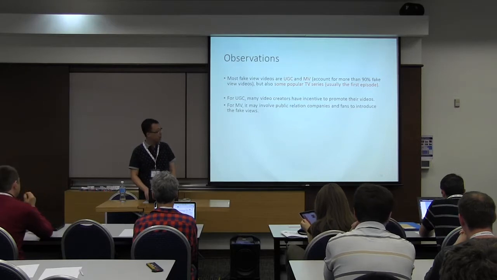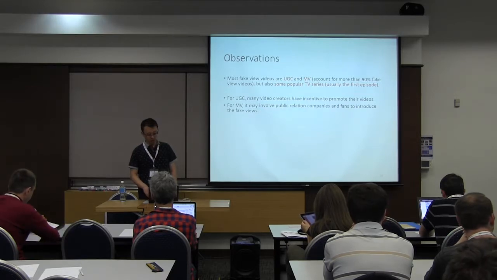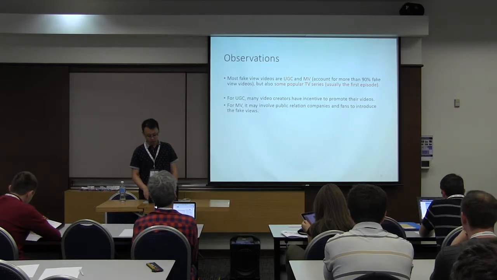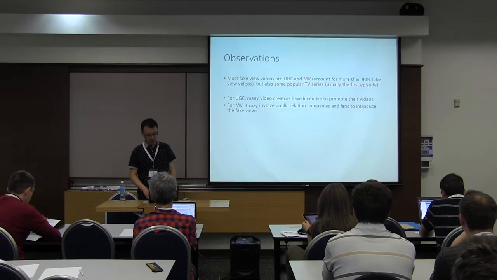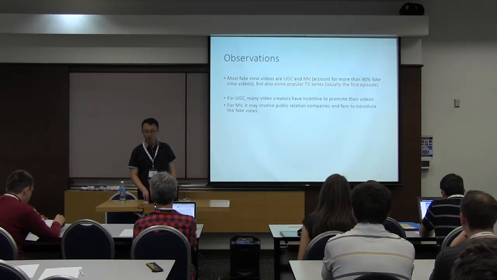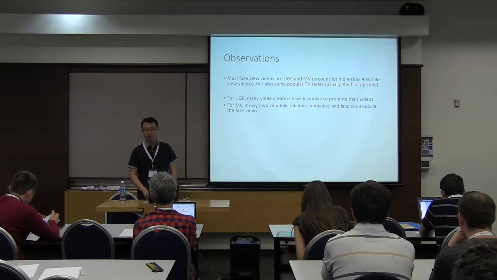So now I summarize the observations from our experiment. Most fake views are from videos belonging to the type of user-generated content and music videos. But some popular TV series also introduce fake views. For user-generated content, the video creators have incentive to promote their videos. But for music videos, to promote a star, the public relation company and the fans have incentive to introduce fake views.